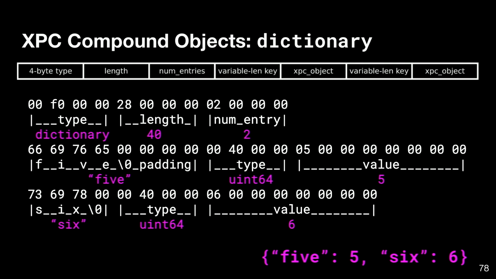Now, dictionaries are a little bit of a special case because in addition to the values of those objects, we also need keys. And keys are very similar to the string object that we saw in the last slide, except they don't have their own type and length field. So they're null terminated strings padded out to be a multiple of 4 bytes. So you can see here we have our type, length, and number of entries fields, followed by our first object's key, and then the value of that object, and then our second object's key, followed by the value of that object.